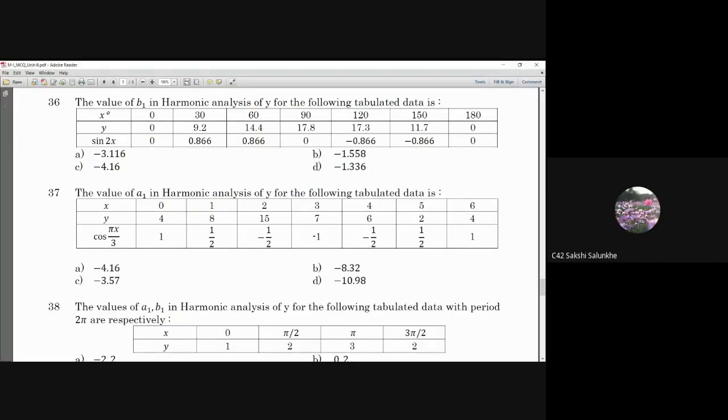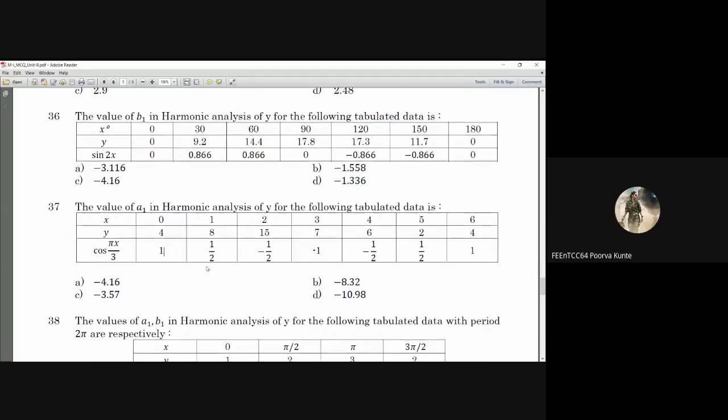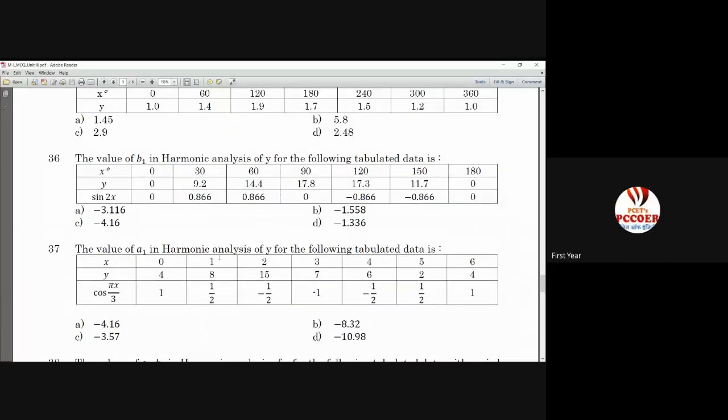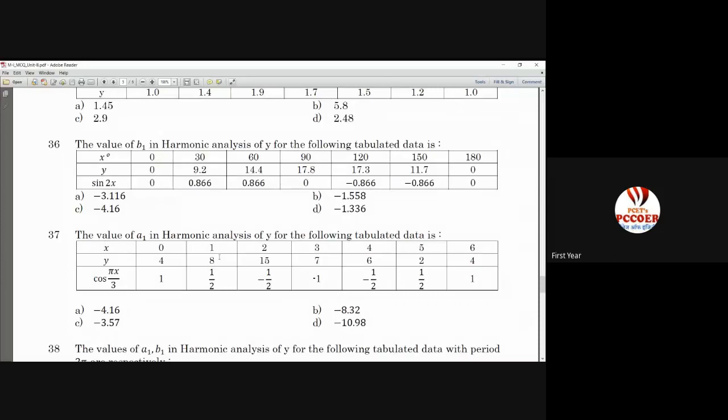No, ma'am. Ma'am, what is Parseval's theorem? Parseval's identity. Parseval's identity is an expansion of series.